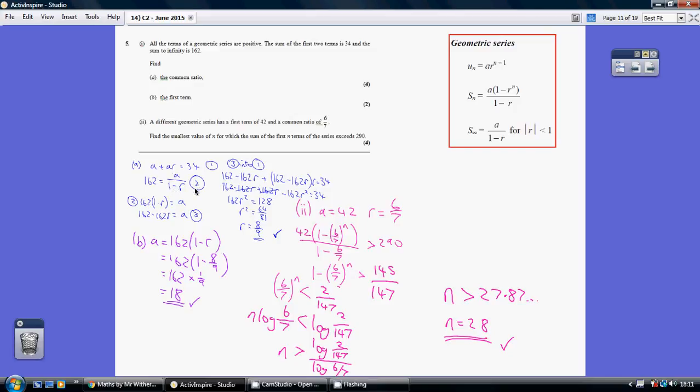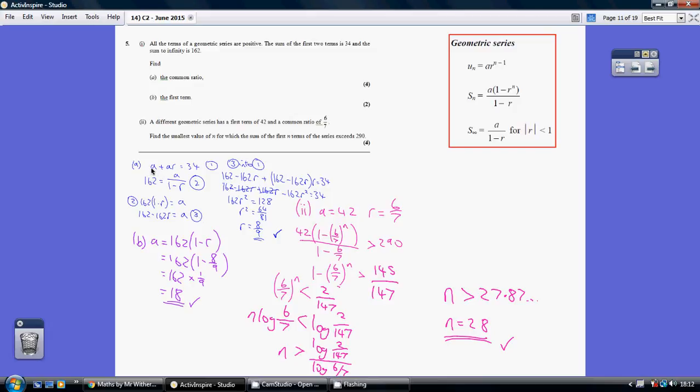So what have I done? I've taken equation 2, and I've called them 1 and 2. I've taken the second one and I've chosen to multiply both sides by 1 minus r. So I've got 162 times 1 minus r equals a. And I've then just multiplied out the bracket to give me this equation, which I'm calling equation 3, and I've substituted that into equation 1.